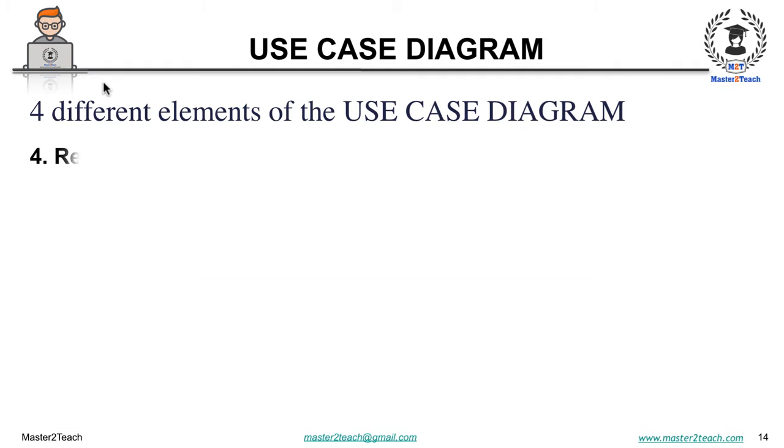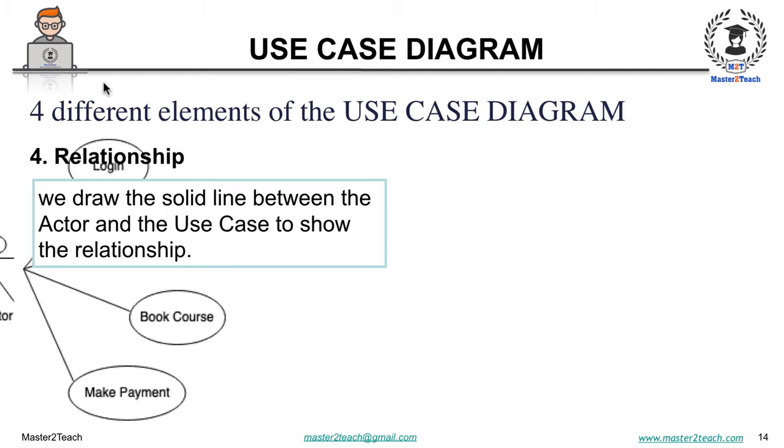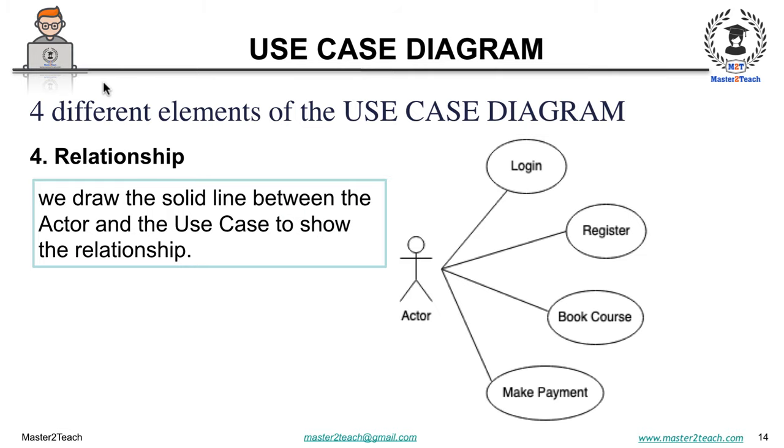Number 4. Relationship. As we know, an actor uses the system to achieve a goal by interacting with at least one of the use cases within the system. For example, a customer can login, book service, make payments, etc. So, we draw a solid line between the actor and the use case to show the relationship. This type of relationship is called an association, and it just signifies a basic communication or interaction.